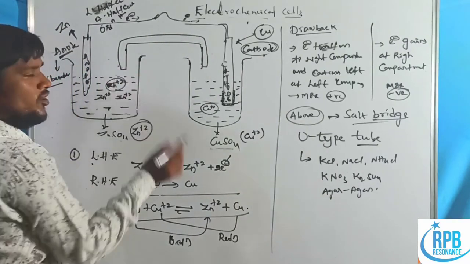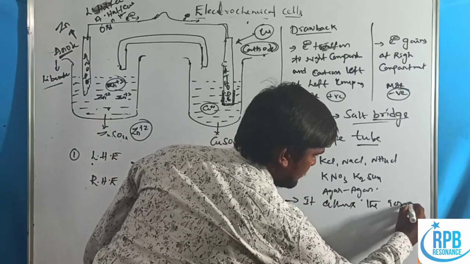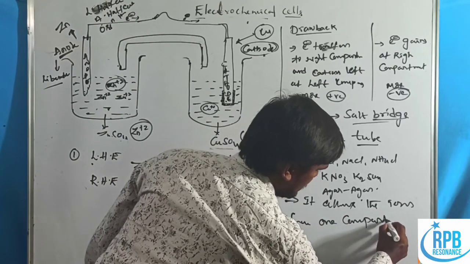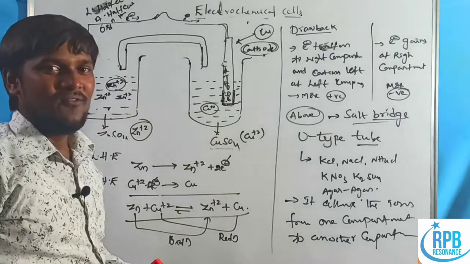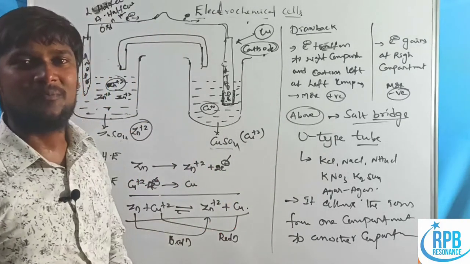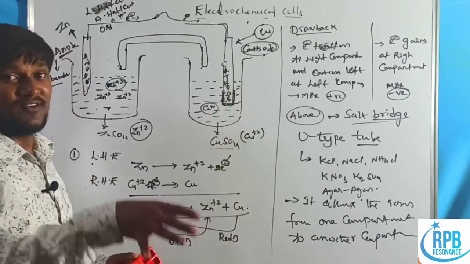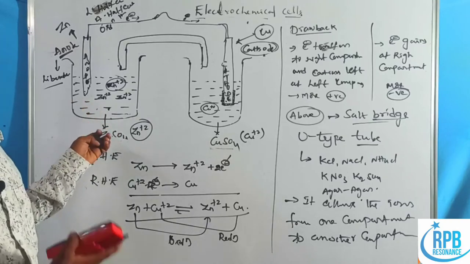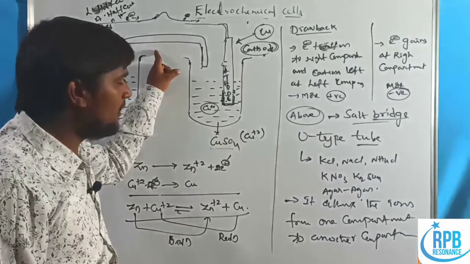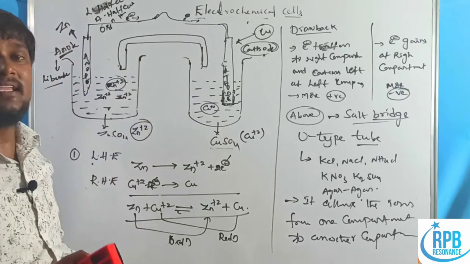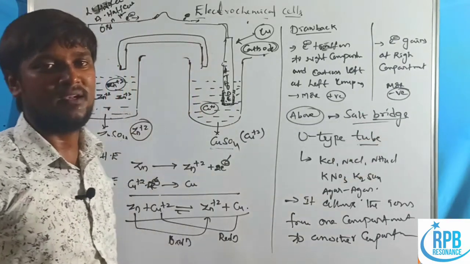Whenever we use the salt bridge, it allows ions to move from one compartment to another compartment. Where more ions are present, they shift to where fewer ions are present, so those ions can be converted into metal. The salt bridge helps maintain electrical neutrality between the compartments. That's why we use the U-type bend, which is nothing but the salt bridge.